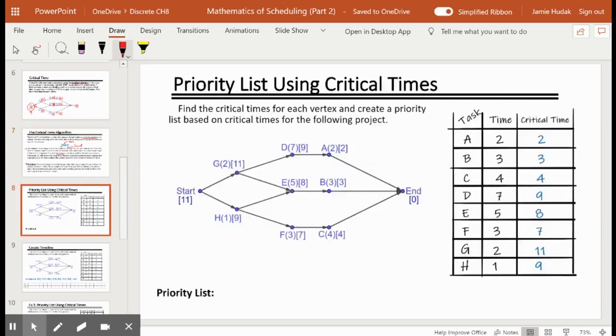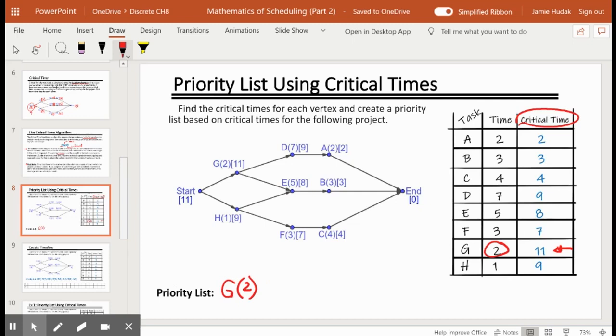Let's continue with this example. We've already got the critical times listed in this column, and we want to write the priority list using the critical times. So just like the decreasing time algorithm, the critical time algorithm uses decreasing critical times. So we start with a critical time of 11. That means the first task we want to schedule is G. We have to remember to use the task time of 2 when we put it on the schedule, not 11.